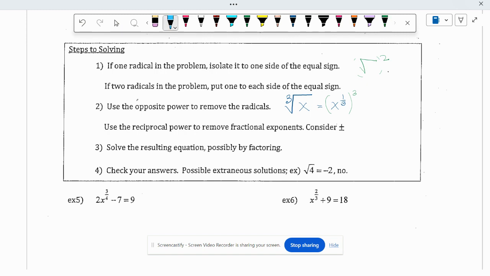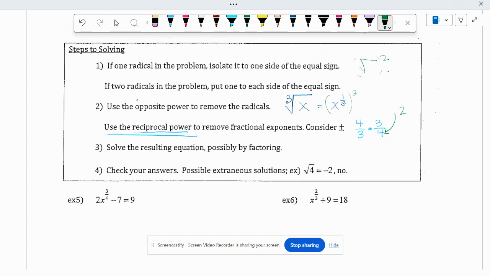The thing that's weird is when you have a fractional power, like maybe you have the exponent of 4/3. Well, to remove that, you have to use the reciprocal power. You have to use the reciprocal power. So the reciprocal of 4/3 is 3/4. So I want to talk to you about this root.